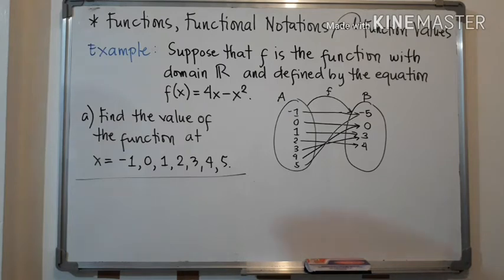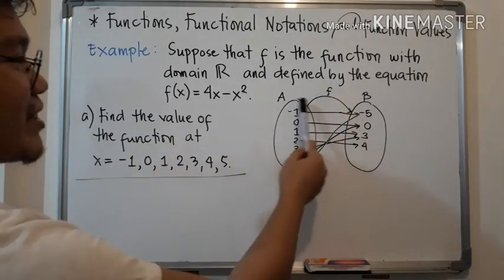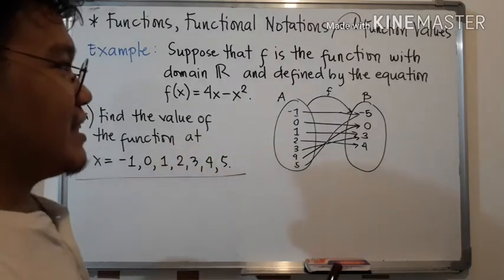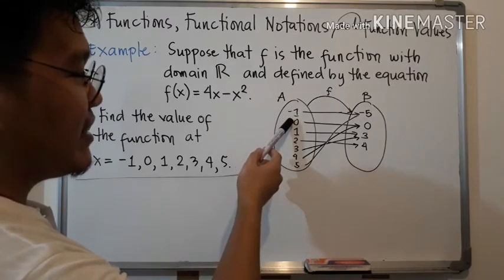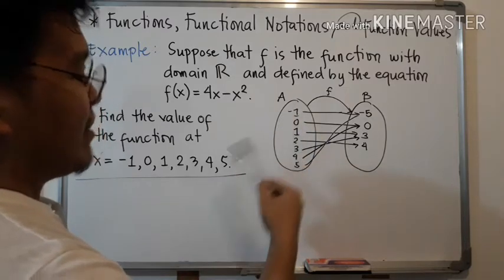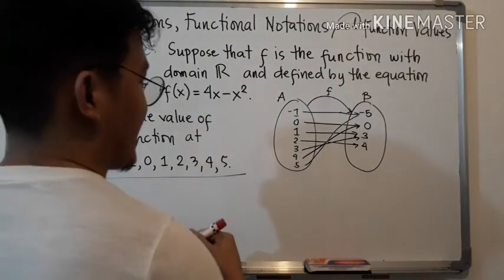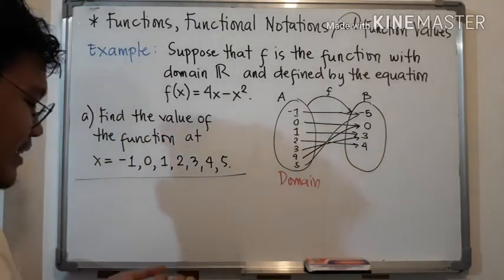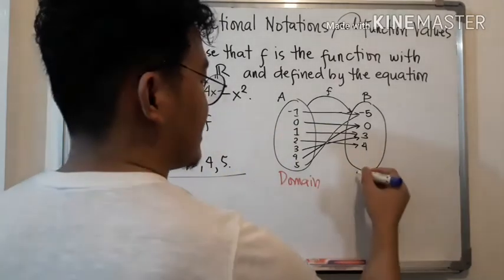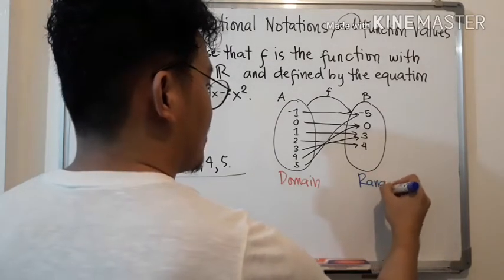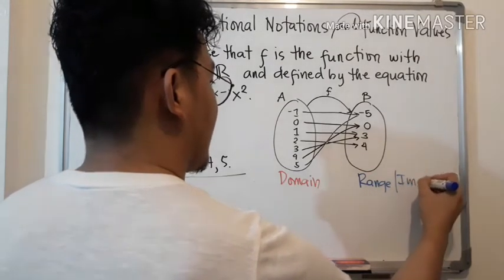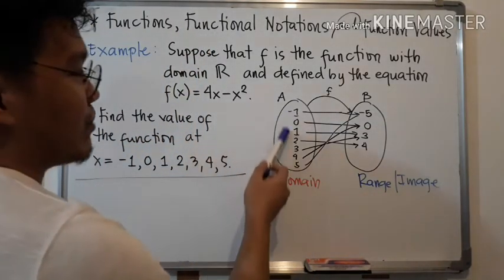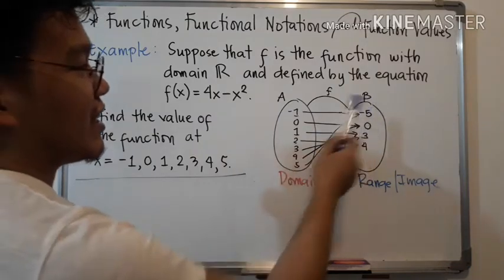Is f a function having this set of ordered pairs? Yes, it is, because every element of A, or every element in the domain, is paired with exactly one element in the range. Set A is our domain and set B is our range, or other references call it the image.